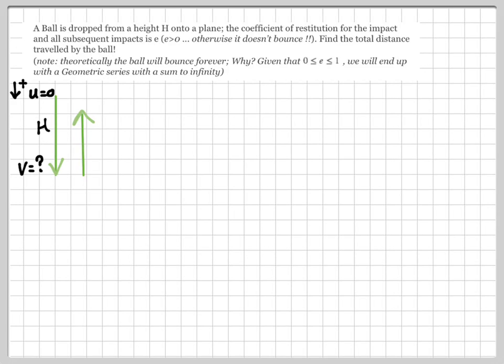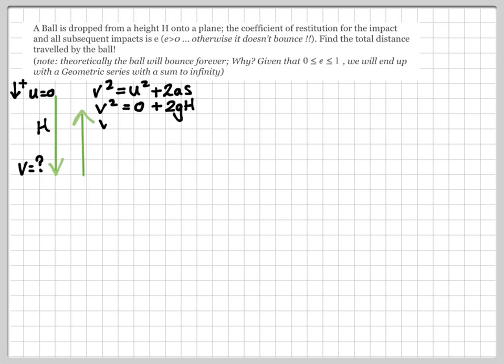Quite a classic problem here. So we'll start off with a diagram, and you'll see I've just shown how the ball will fall. It's going to hit the ground, and of course it'll bounce back up again. Because the initial direction of motion is downwards, I've chosen downwards to be positive.